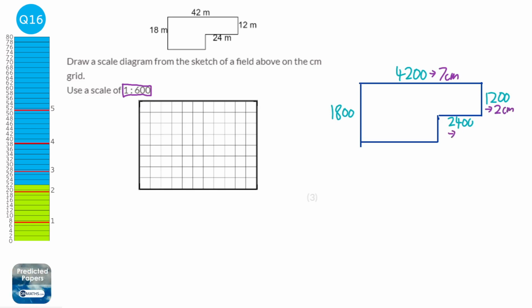2,400 is obviously going to be 4 centimetres. And 1,800, divide that by the 600, it's obviously going to be 3. So it's going to be 3 centimetres. So now we know what it's going to be on our diagram.